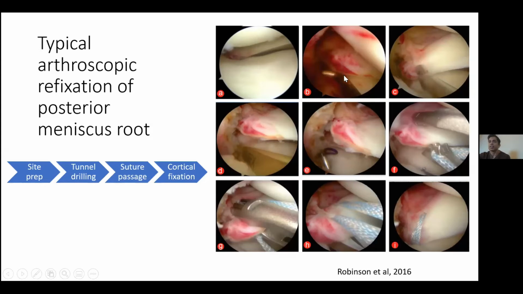We prepare the site of the repair. And we use the jig here to drill a tunnel, and we pass sutures into the root of the meniscus. Finally you can see here the sutures are pulled through into the tunnel, and the root is pulled back onto the surface of the tibia, like how it's supposed to be.